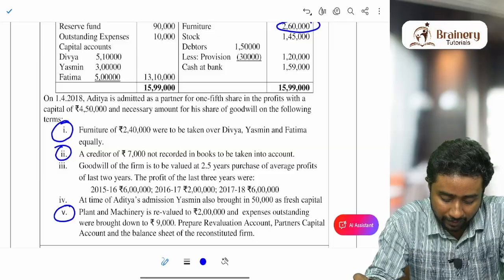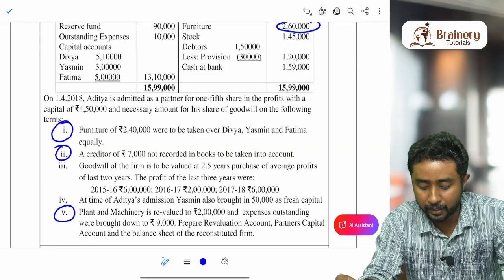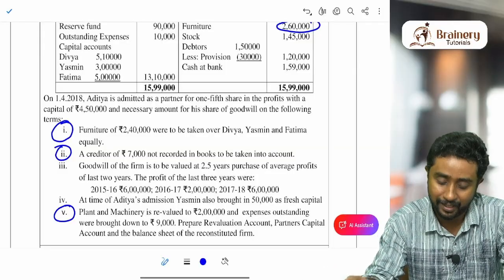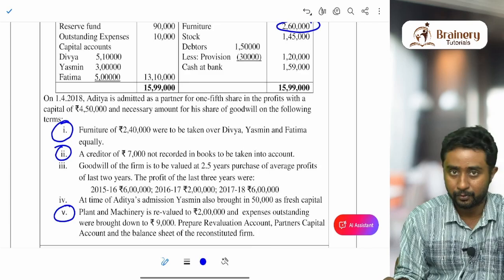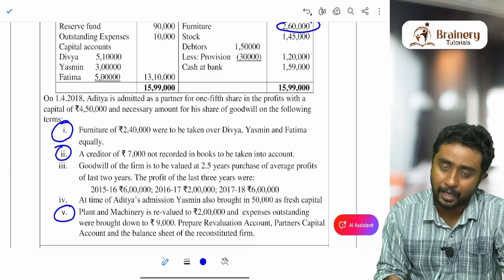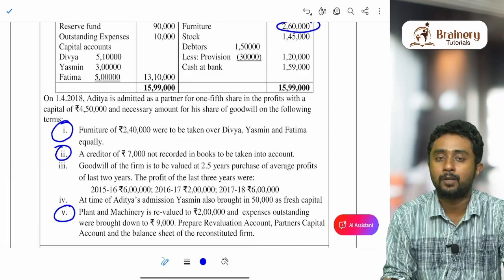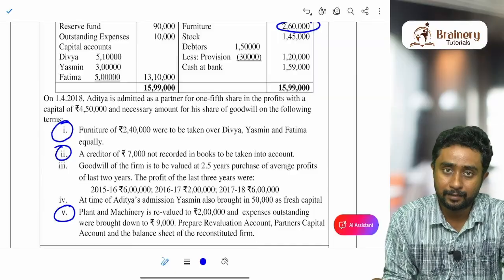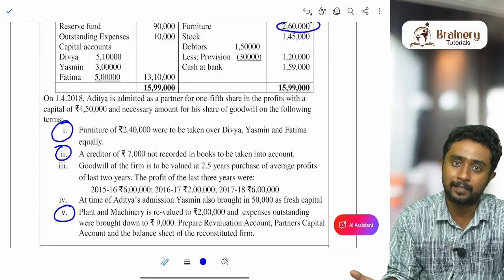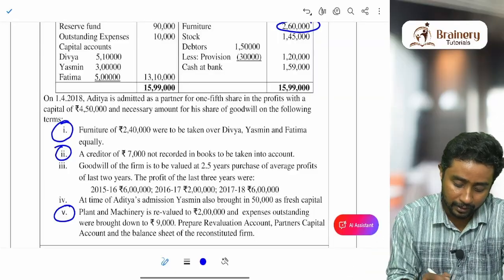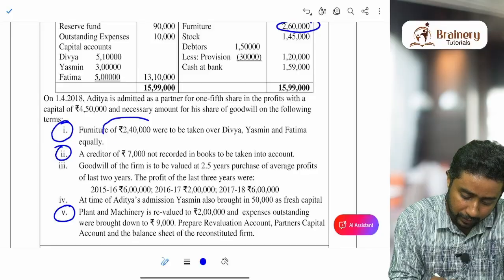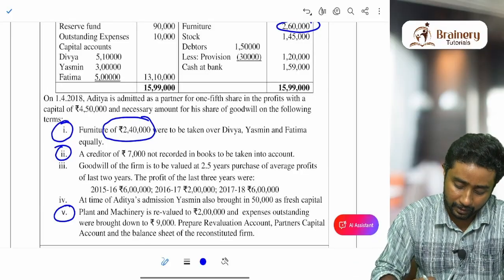First adjustment is what? Furniture of rupees 2,40,000 was taken over by D, Y and F. Hereafter I will be calling the partners by their first letter. So D, Y and F equally. These partners are taking the asset. Did they say that the asset's value increased or decreased? Nothing is there. They are saying furniture of rupees 2,40,000 was taken by these three people.